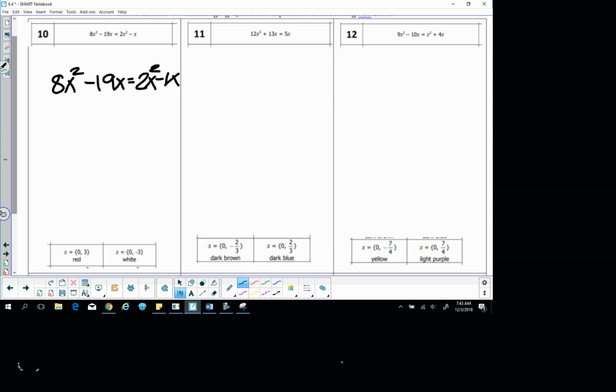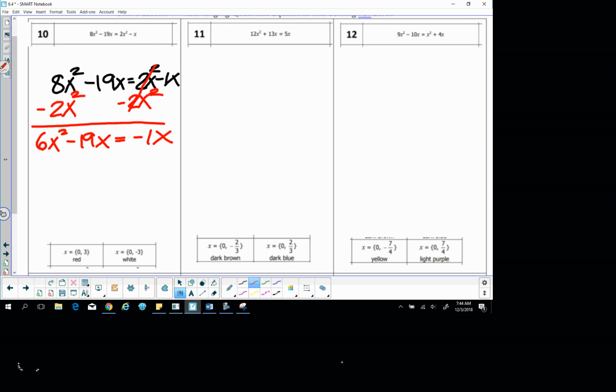So I'm going to move everything over to one side. So how would I move 2x squared over here? Minus or subtract, but now I could combine it with something. I could combine it with 8x squared. And so what is 8 minus 2? 6x squared. Minus 19x equals negative 1x.